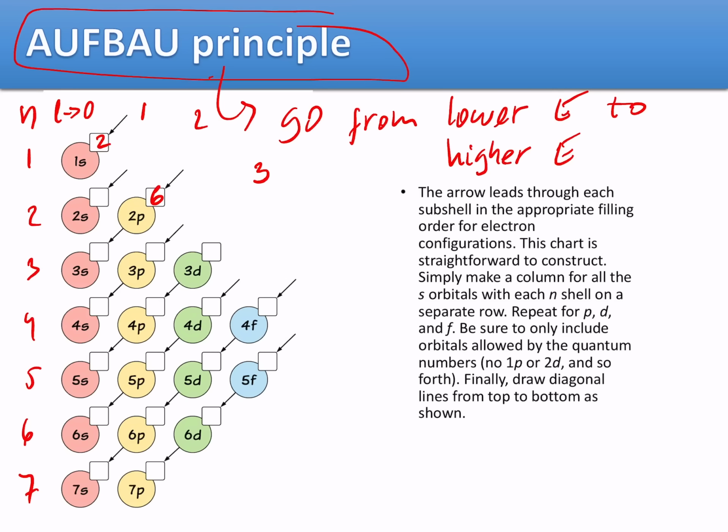For a d orbital, you have a total of 5 d orbitals at every level, so that's 10 electrons. And for an f orbital, you can put 14 electrons. So that's a total of 7 f orbitals, so a total of 14 electrons that you can locate there. So how do we actually use this diagram?